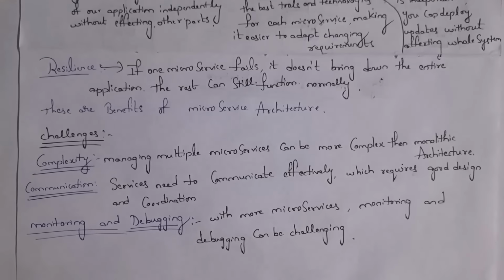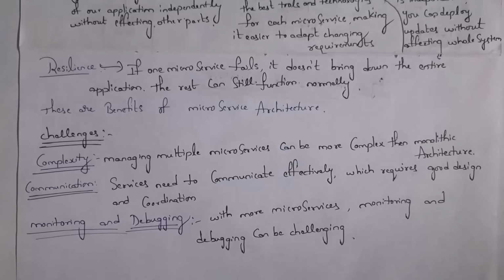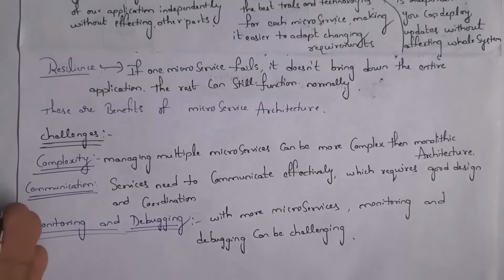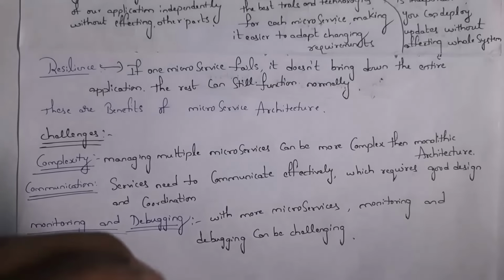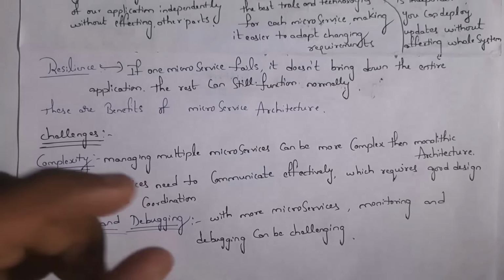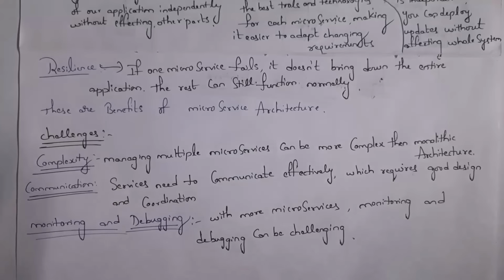And next one is communication. If you want to develop any application using microservice architecture, then all employees must communicate with each other efficiently. Otherwise, you cannot design a good application. And third one is monitoring and debugging. As we know, each microservice is stored in one particular location. So monitoring that application and finding errors in it is very tough. These are the disadvantages of microservice architecture.